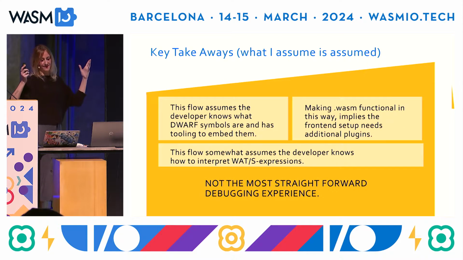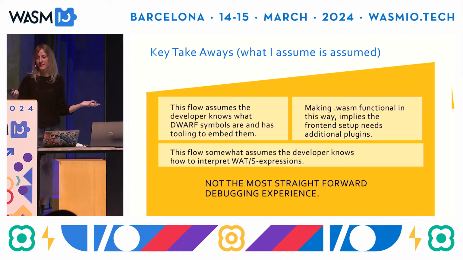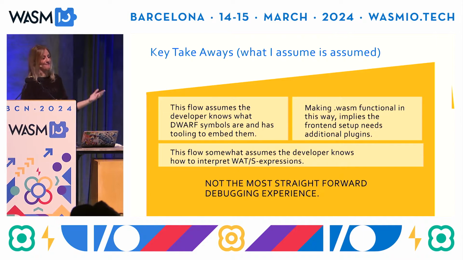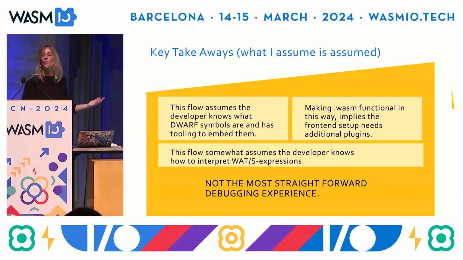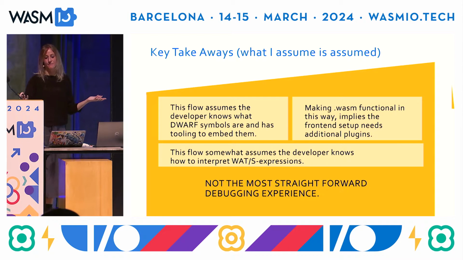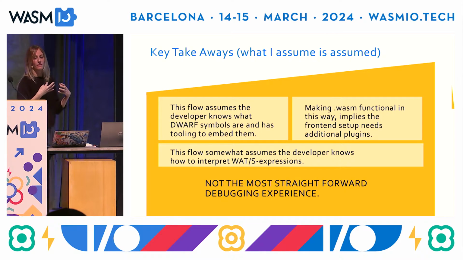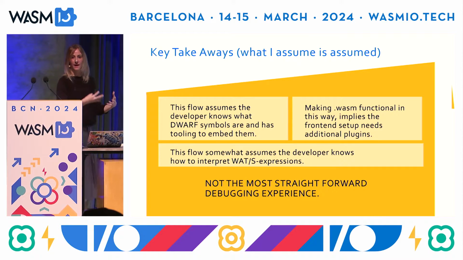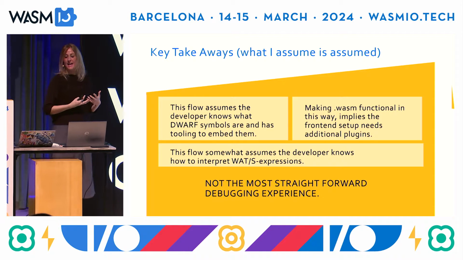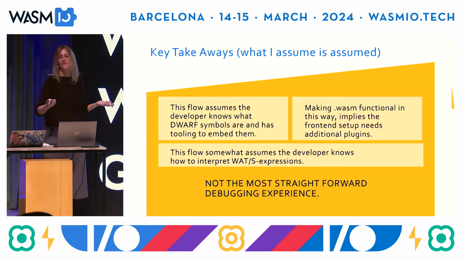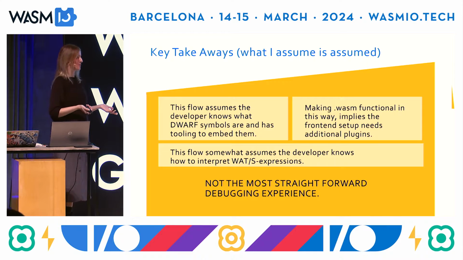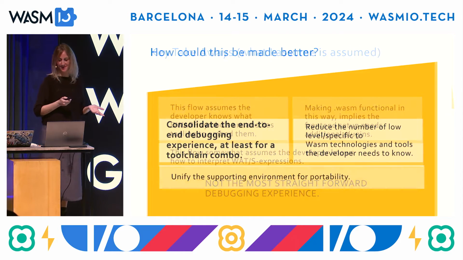So key takeaways. This flow assumes a lot from the side of the authors, maybe, that the developer knows what DWARF symbols are and that they know what tooling they need to use to embed them. And we also realized that importing a Wasm module and making it functional implies front-end developers need to install additional plugins in their front-end setup, and that they may be able to understand the information that the WAT is delivering. It's not the most straightforward debugging experience.